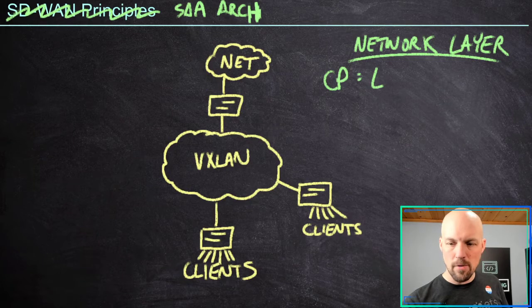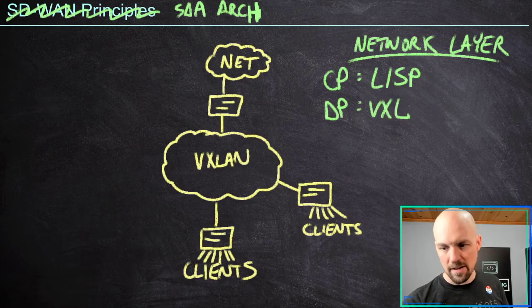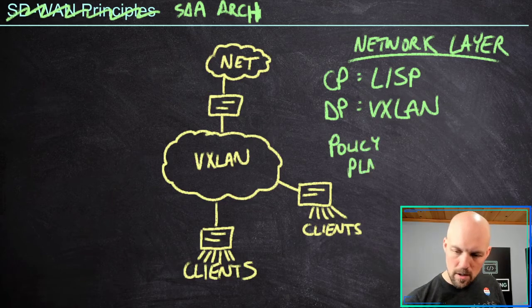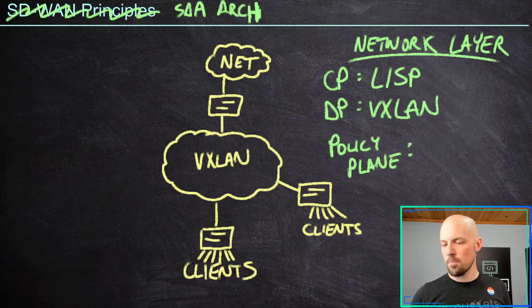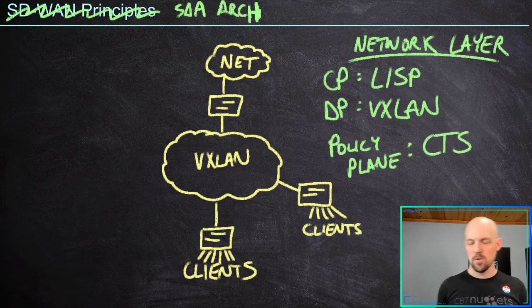At the control plane, we are running the Location ID Separator Protocol, or LISP. At the data plane, we are running VXLAN, Virtual Extensible Local Area Network. And at the policy plane, this is interesting. Cisco kind of made up a word. That's okay, we all like to do that every now and again. Made up a word called policy plane, and we use Cisco TrustSec, or CTS, at the policy plane.